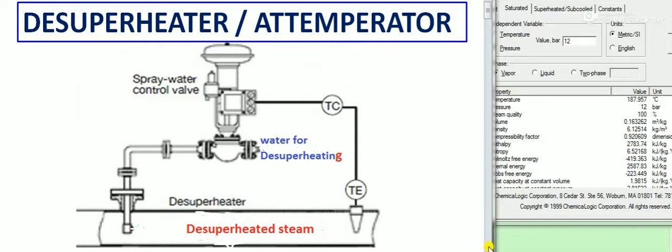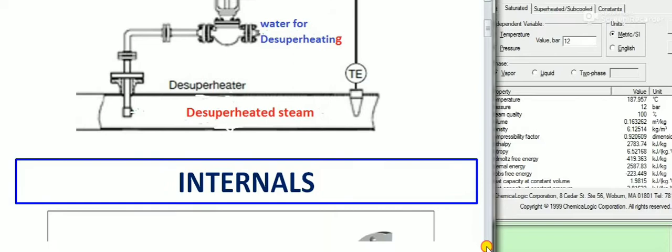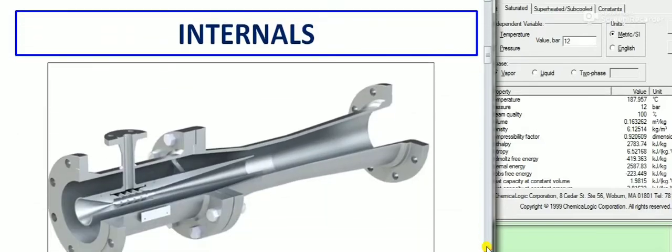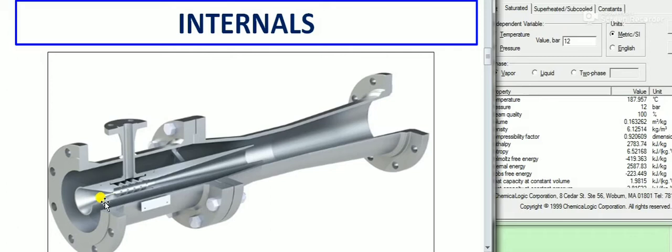Next, we are going to see the internals in the de-superheater. What we said: it has a steam inlet path and a water inlet path. This is one type, the Venturi type de-superheater, that is, the Venturi. Steam will pass through it and the de-superheating water will enter here. Due to the high pressure effect, the Venturi action takes place. So water will drag the steam and it will get completely mixed.